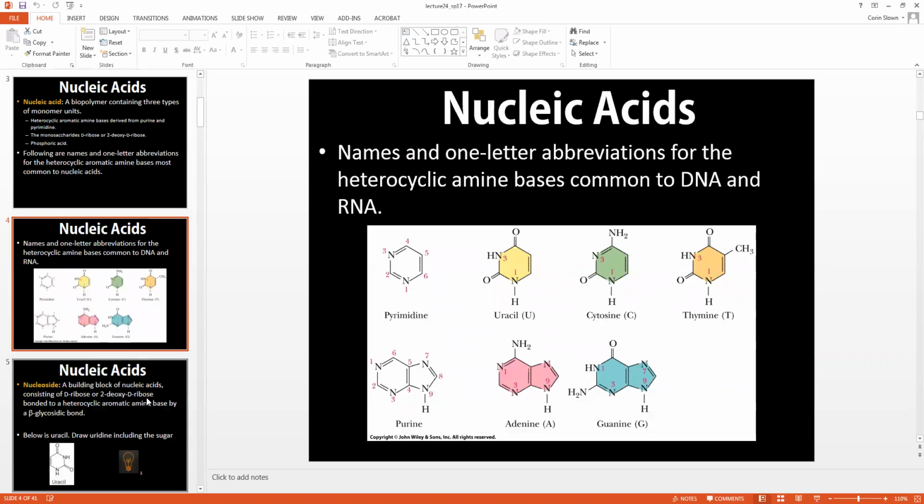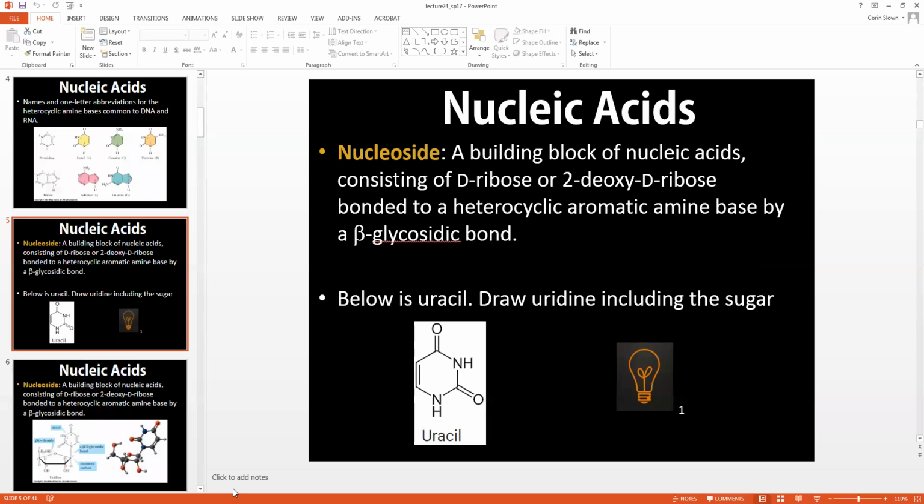What you'll be given is a table that looks like this without the names. You have to be able to recognize the structure, identify what type of structure it is, and then the name of that structure. So if we take a look at a nucleoside, this is a building block of nucleic acids. It consists of D-ribose or 2-deoxy-D-ribose bonded to a heterocyclic aromatic amine base by a beta-glycosidic bond. So for example, if you take a look at uracil, think about drawing uridine, which includes the sugar. So this is the base plus the sugar. Again, if you need to, take a pause and then come back and check your answer.